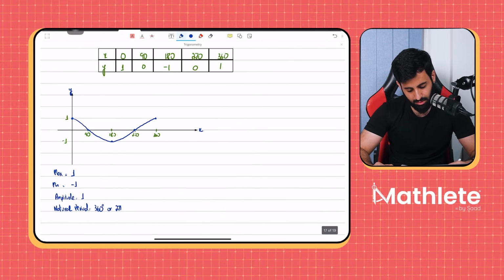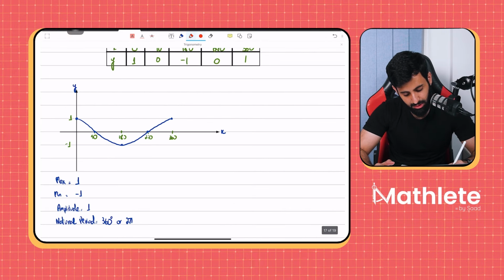And then let's see cos. Cos is positive from 0 to 90, so here's your first quadrant. And then when is it positive again? It's positive from 270 to 360. And what quadrant is this?